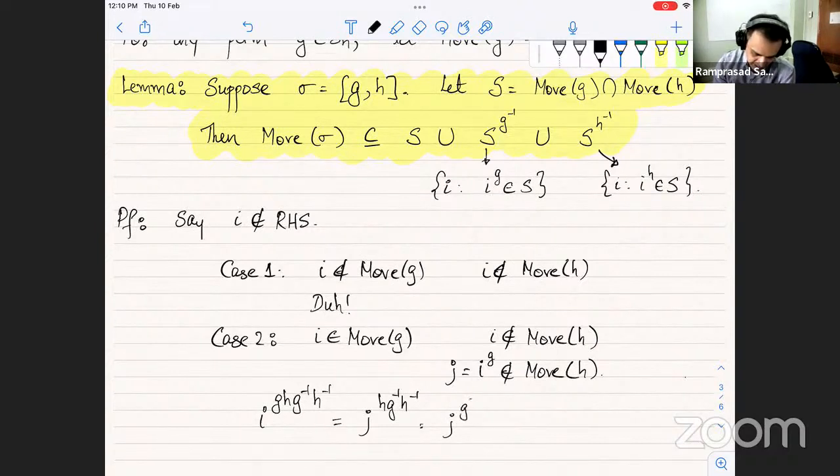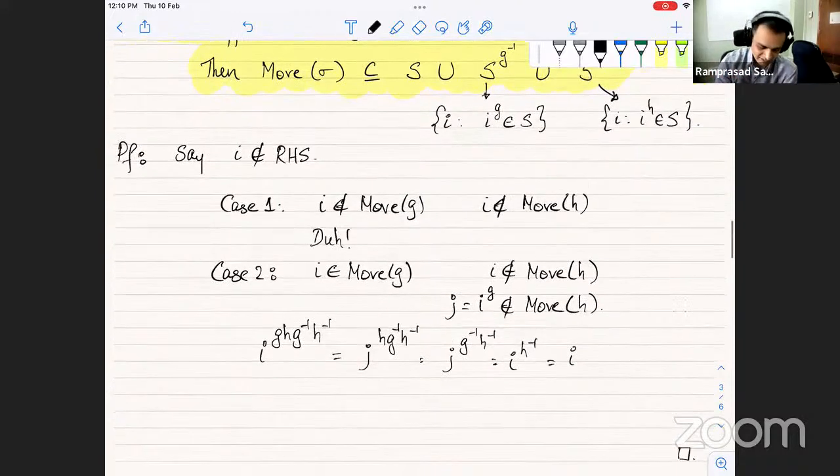So therefore, this is just going to be, oh, I missed an inverse here. So there's going to be J power G inverse H inverse. And J power G inverse is I. So I have I power H inverse. And I know H does not move I. So therefore, this is equal to I. So far, so good. Okay, it's just some case analysis.